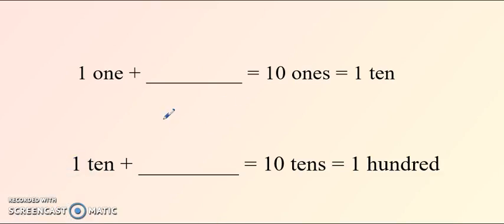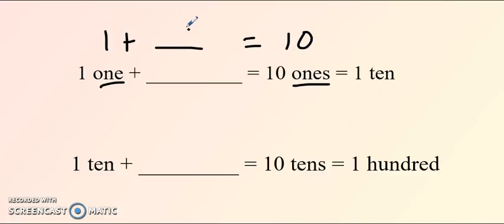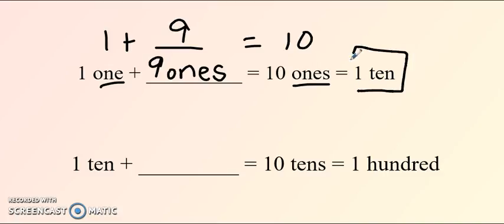So let's look at this equation. Here we have 1 plus blank equals 10 ones, which will equal 10. Well, if I have 1, that means I have 1. 10 ones is 10. So 1 plus what will give me 10? Well, 1 plus 9 will give me 10. So 1 plus 9 ones equals 10 ones, which, remember, is 10.